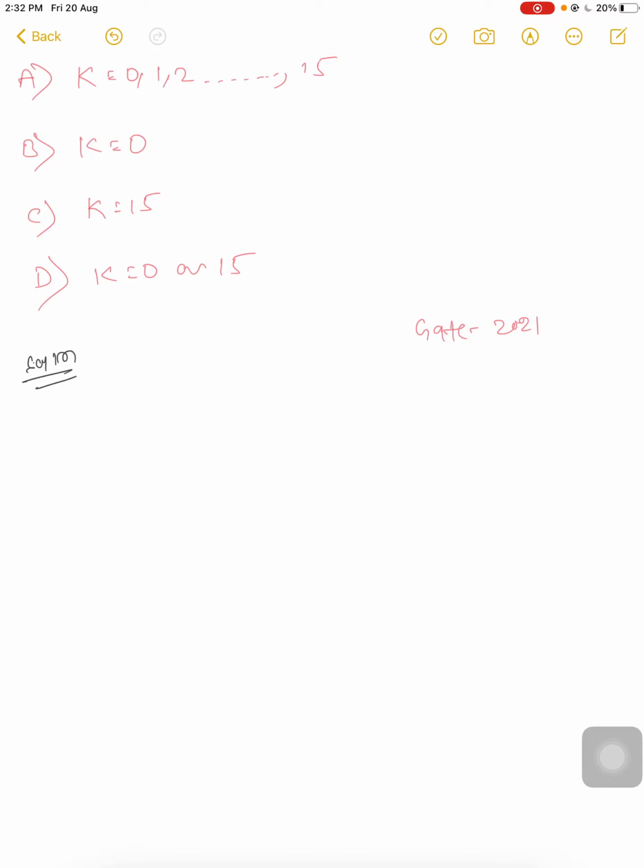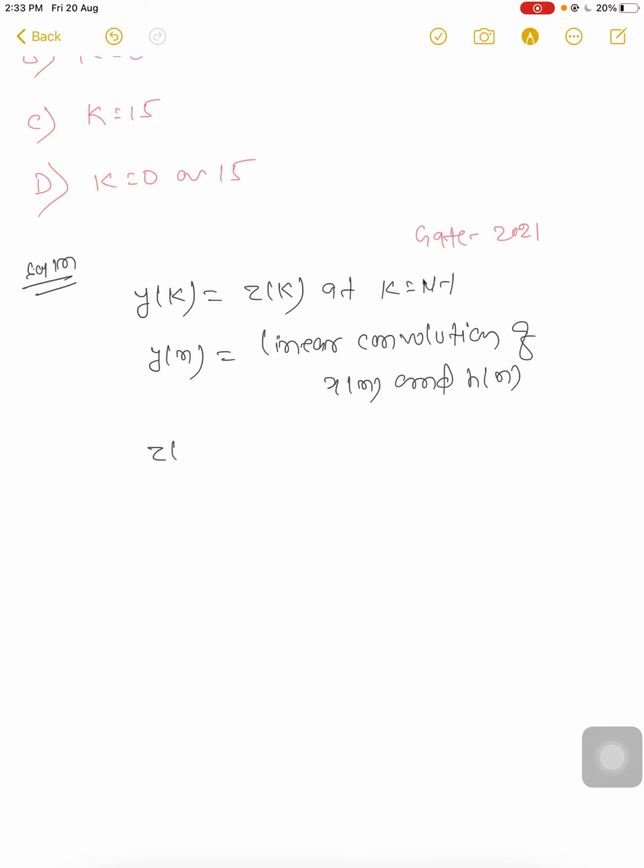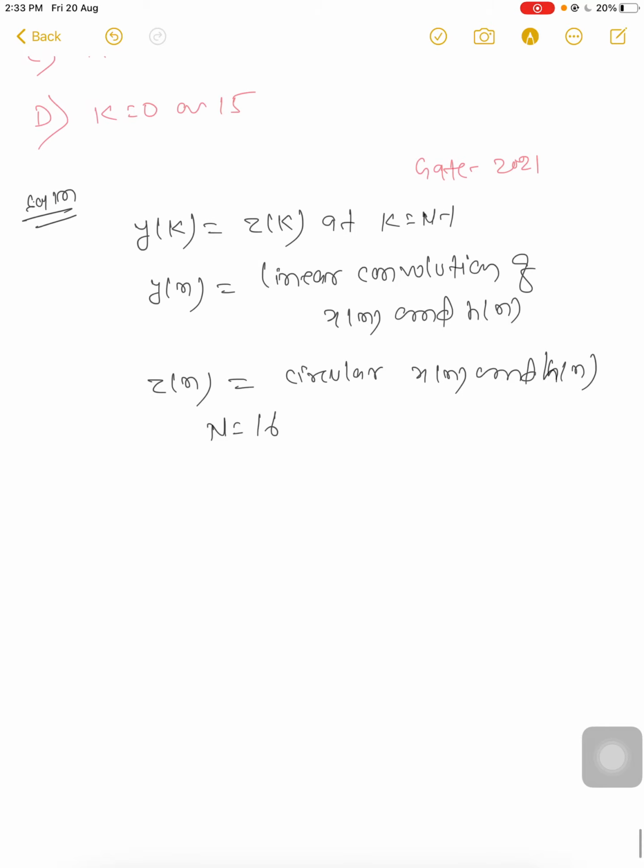Solution. If two N-point signals x[n] and h[n] are convolved, with linear and circular convolution, then y[k] will be equal to z[k] at k equal to N-1. Here y[n] is the linear convolution of x[n] and h[n], and z[n] is the circular convolution of x[n] and h[n].